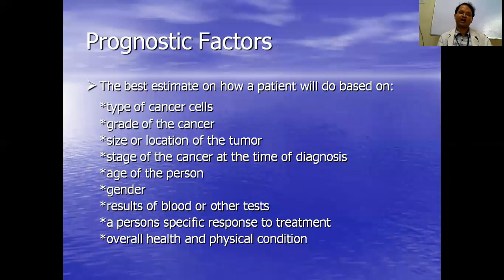About the prognostic factors of lung cancers, this usually is based on how the patient will do because of the type of cancer cells, grade of the cancer, location of the cancer, size of it, staging of the cancer at the time of the diagnosis of the tumor, the age and gender of the patient, and the results of different blood and other tests, and how the patient is responding to the treatment.